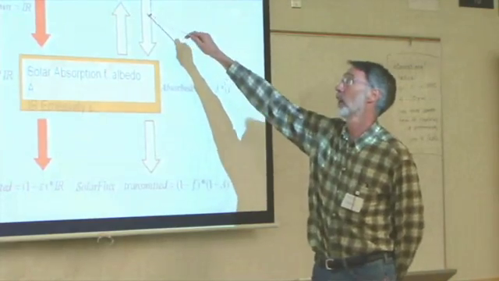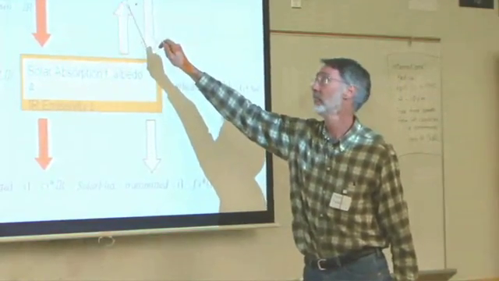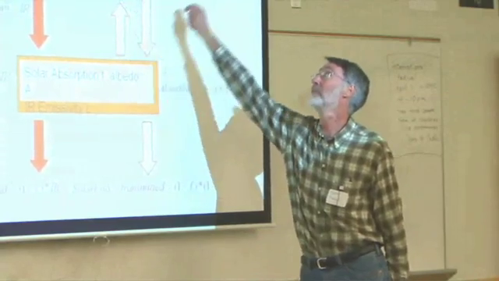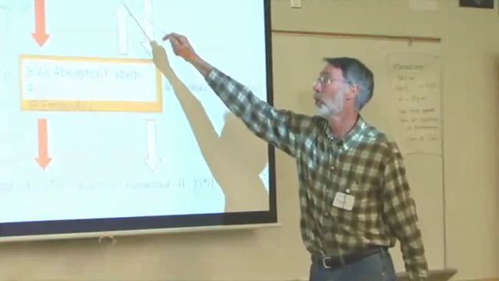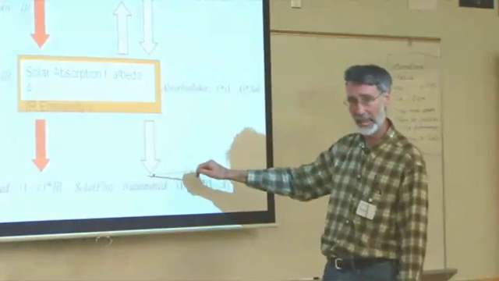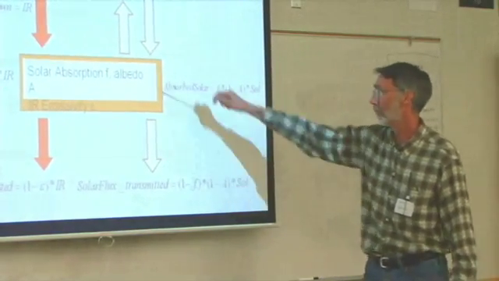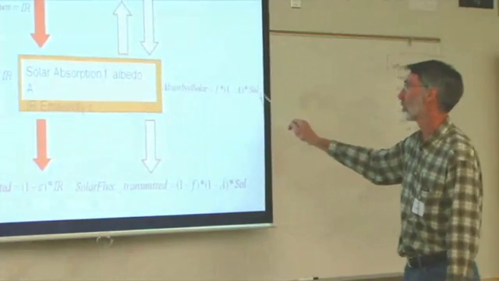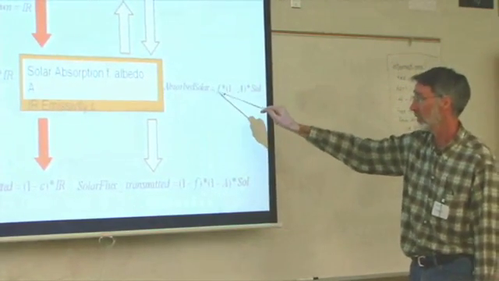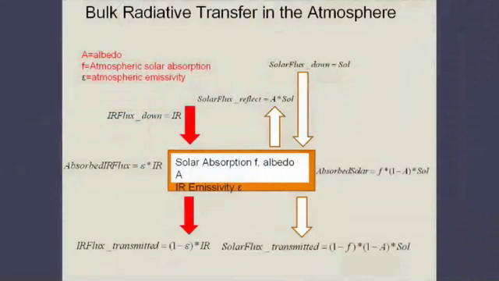But remember, we have our solar flux down, and we said some amount was reflected, A times that flux, that's the albedo, and some amount passes through, is transmitted by the atmosphere, and the atmosphere absorbs a certain amount of solar radiation, and we use this little F. So the amount getting through the atmosphere is (1 minus F) times (1 minus A) times solar.